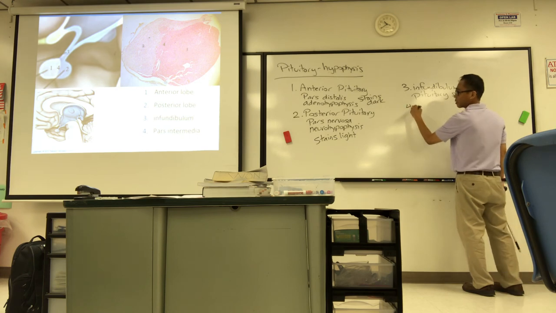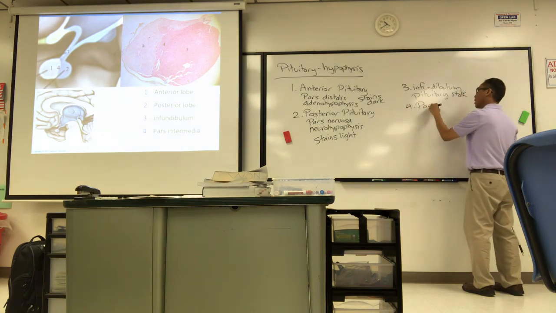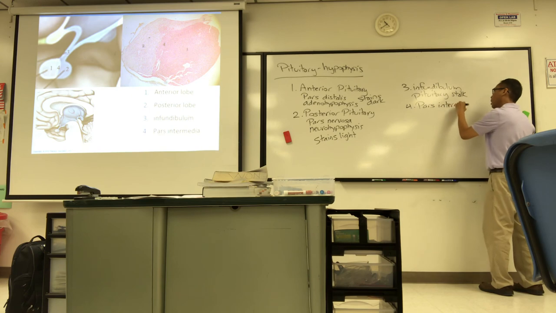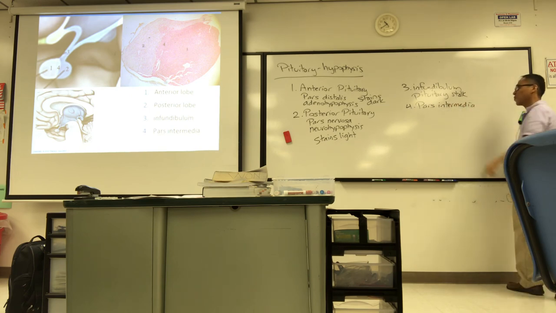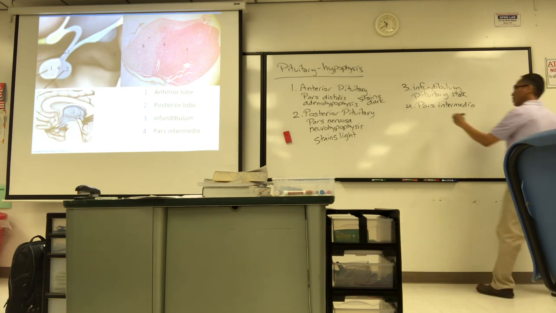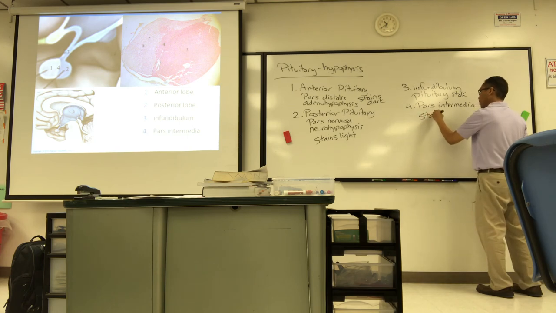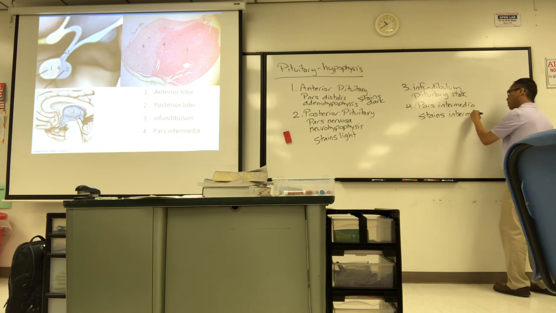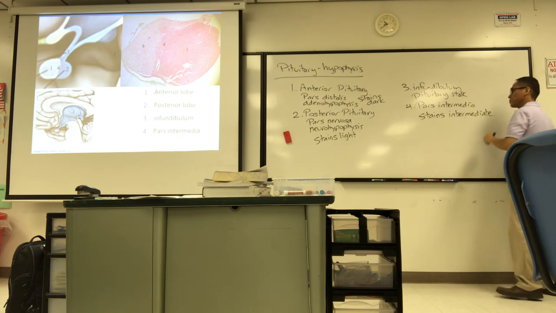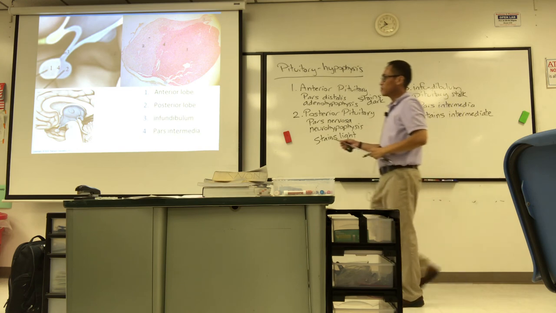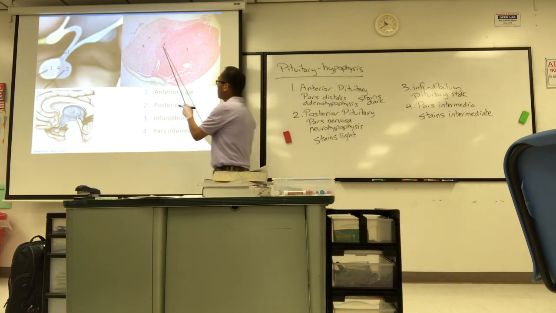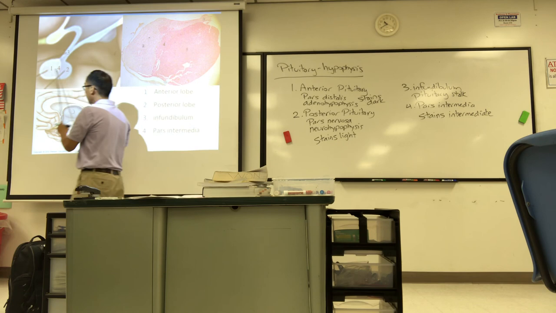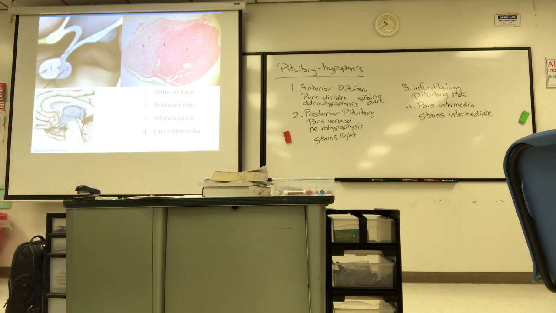Number four, pars intermedia. If there's another name, I don't know it. That's the only one I know. It's the intermediate range, and it kind of stays intermediate, in between light and dark. Although on this slide, you can't tell that. So it's the number four region there. I just kind of put a number four. I don't think they tried to illustrate it, but it's right in between the two.